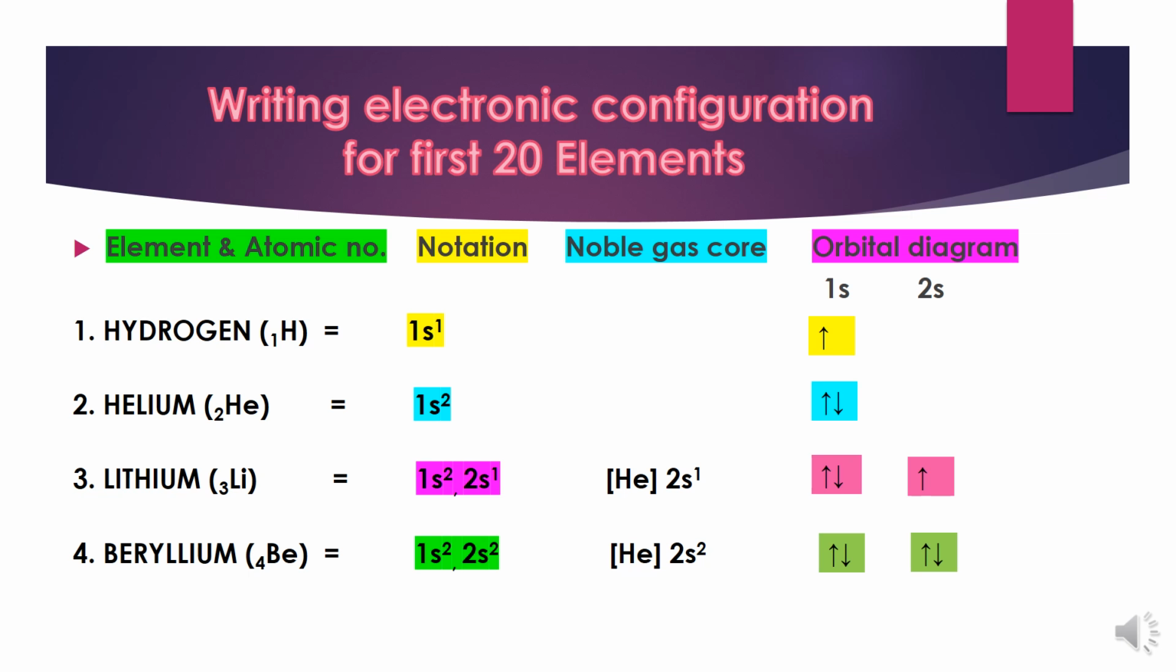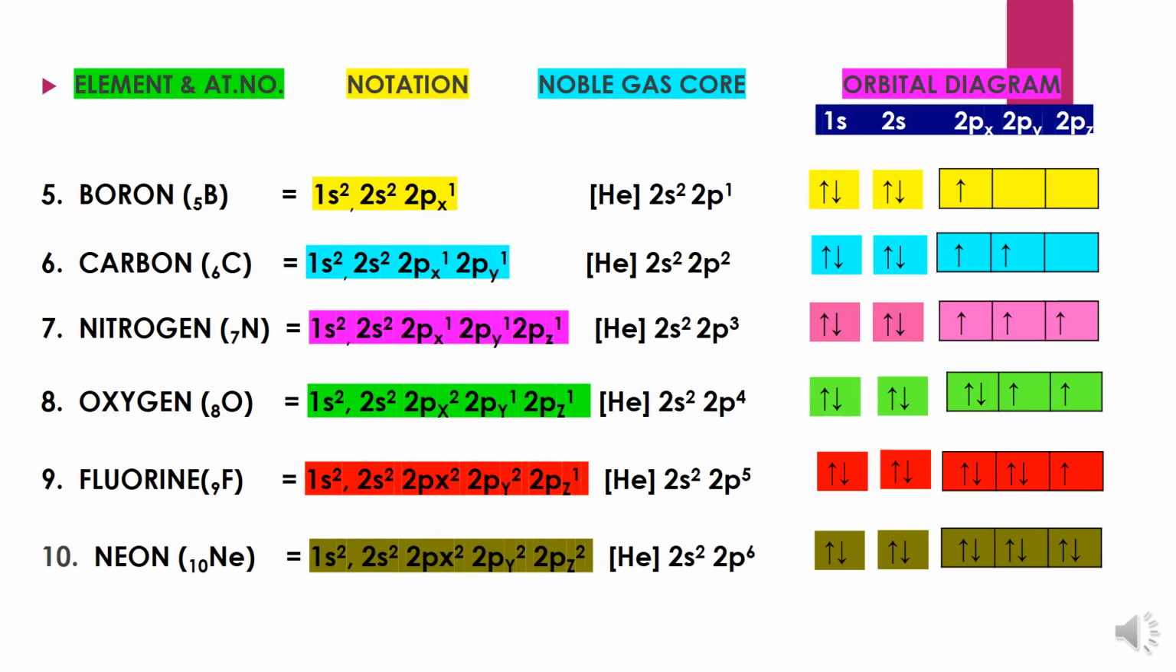And then valence shell electrons, meaning the outer shell electrons which come after that main shell, those electrons are to be represented. So in this way, lithium can also be represented as helium 2s1, and you can see the orbital diagram. Beryllium is 1s2 2s2, or helium 2s2.